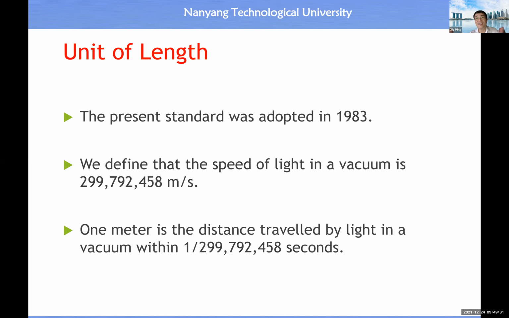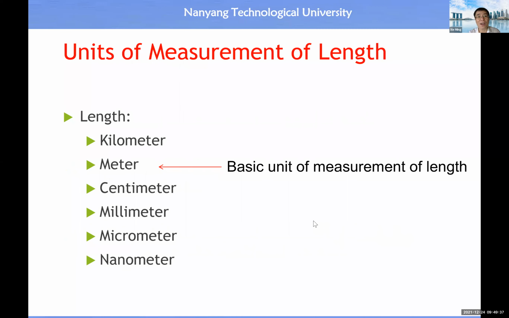So this is the internationally accepted reference for the length of 1 meter, right? In layman's terms, we have a nanometer, micrometer, millimeter, centimeter, meter, kilometer. But pay attention, the default unit of measurement for length is the meter, right?